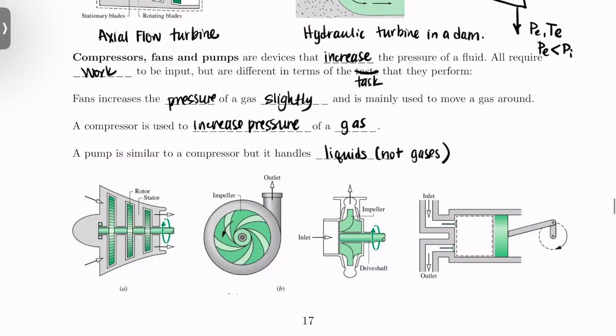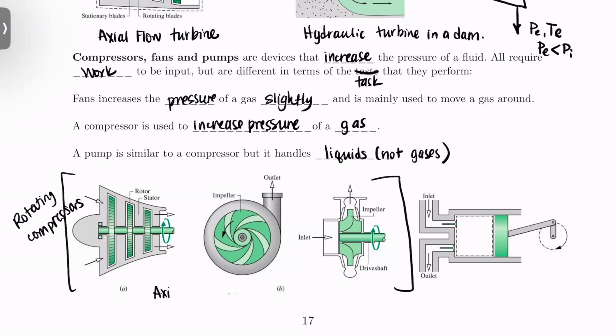In these pictures, I have a rotating compressor. So these are all rotating compressors. These are axial and centrifugal. And then this one over here is a reciprocating compressor.